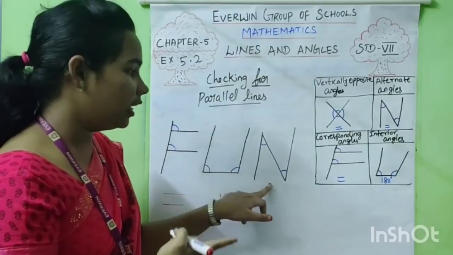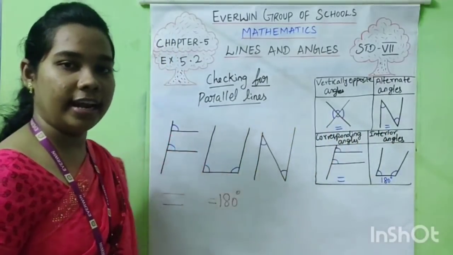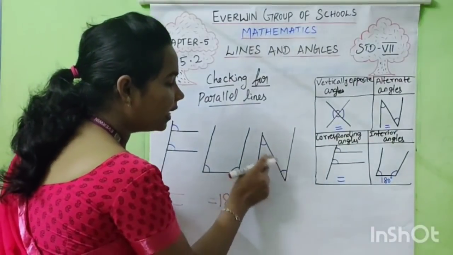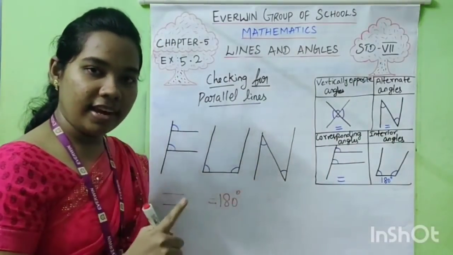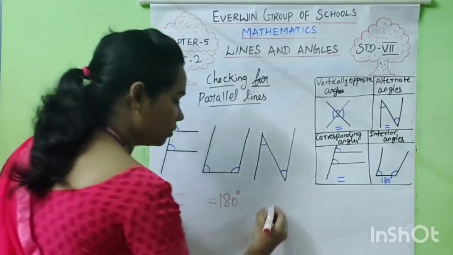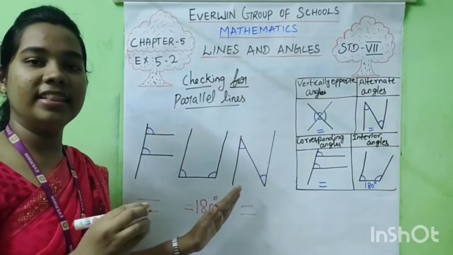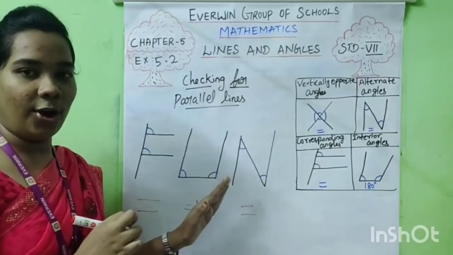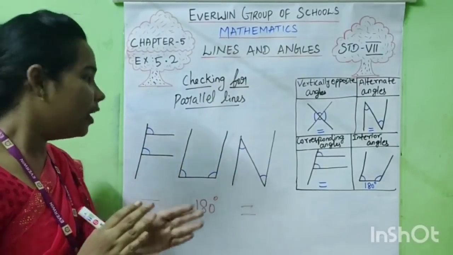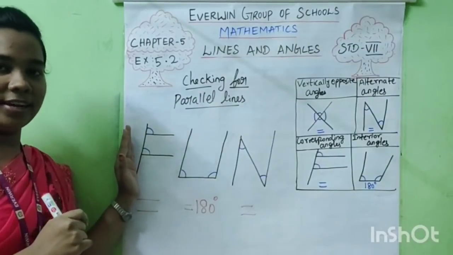Next, coming to the N. What is N? Alternate angles. If the alternate angles are the same in the given lines, we can say those lines are parallel lines. Okay? You can use any one of these to check whether the given lines are parallel or not. So what you should do, children? You should remember this fun fact always. Okay? Keep this in your mind always, children.